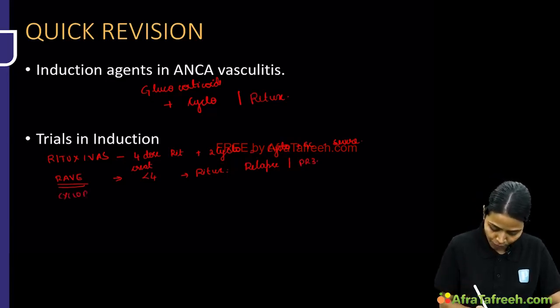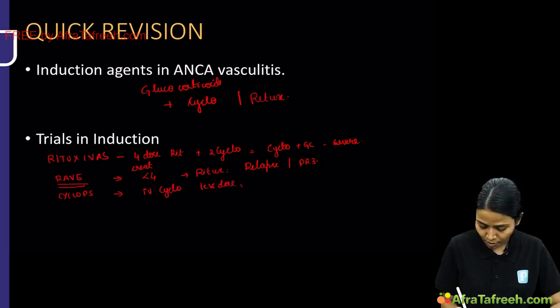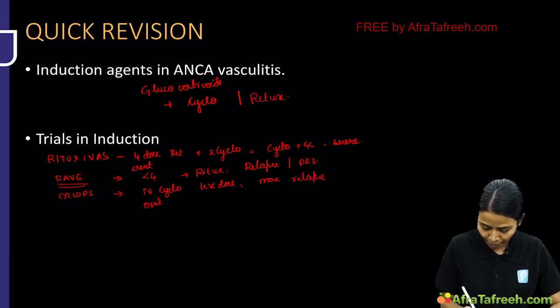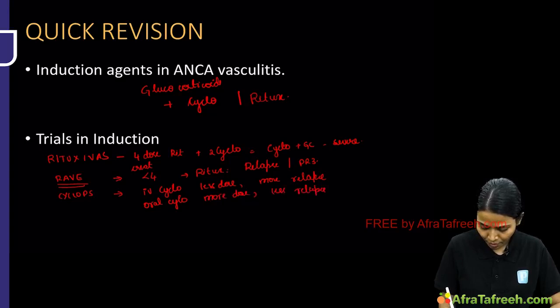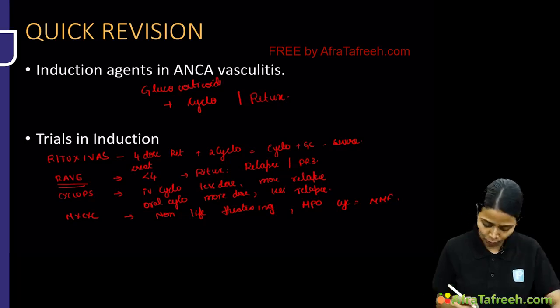Then came the CYCLOPS trial. The CYCLOPS trial was about IV and oral cyclophosphamide. IV cyclophosphamide had less dose, more relapse, but oral cyclophosphamide had more dose and less relapse. Next, coming to the MYCYC trial, which showed that in non-life threatening MPO disease, MMF can be used as induction like cyclophosphamide.